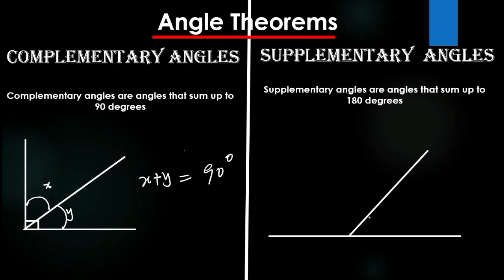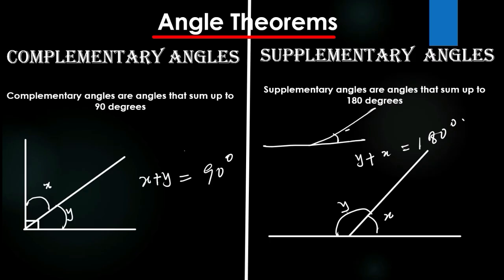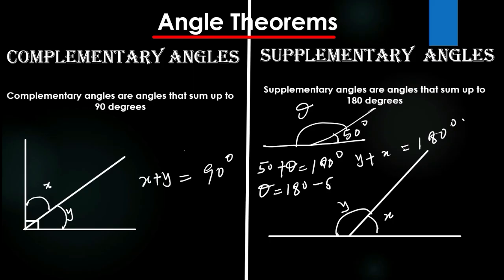Two angles are also said to be supplementary when they sum up to 180. If this is x and this is theta, or this is y, y plus x must equal 180 degrees. That is, if I have an example, I am told that probably this angle here is 50 degrees, and I'm asked to find angle theta. Finding angle theta should be easy because 50 plus theta should equal 180 degrees, supplementary angles. Then theta will equal 180 minus 50, which is the same thing as 130 degrees.